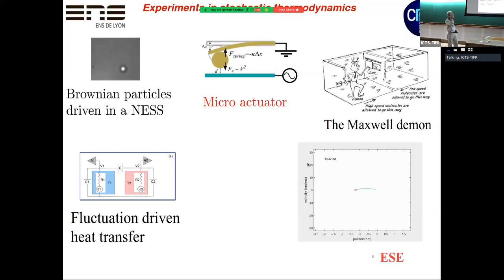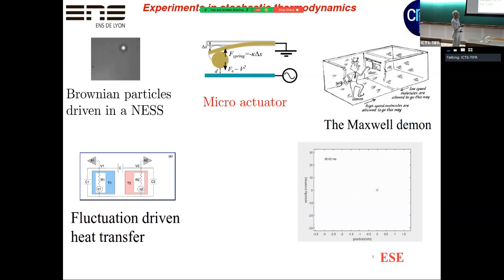The typical object that I have in mind is, for example, a Brownian particle driven in a non-equilibrium steady state, like this. This is a particle trapped by a laser beam that is turning around and pushing the particle over there. You can also look at microactuators, for example a small cantilever, typically used to measure Casimir forces, the interaction of a sphere with a plane, among other things. These are again very, very small objects where thermal fluctuations play a role. Or you can think of fluctuations in heat transfer, in which you couple two heat baths and want to measure the heat flux happening between them.